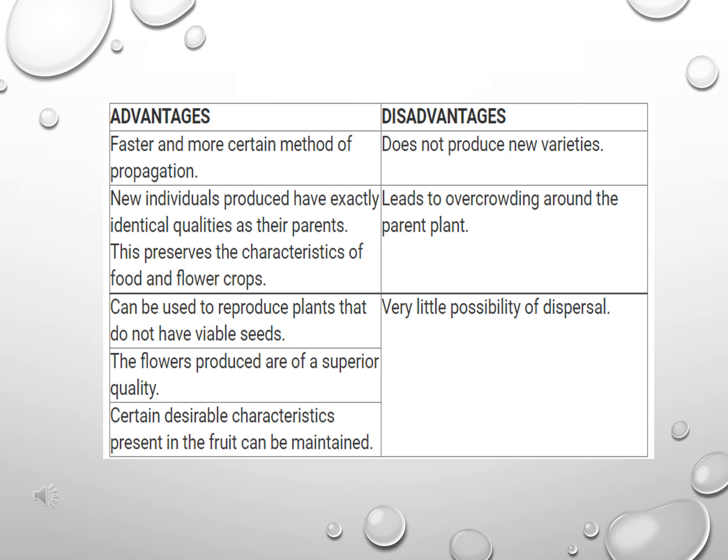And in the disadvantages, the first point, it does not produce new varieties. It will produce a new plant, but not many different varieties. Only a few varieties it will produce. The second point, it leads to overcrowding around the parent plant. And the third point, very little possibility of dispersal. So these are the advantages and disadvantages of vegetative reproduction.